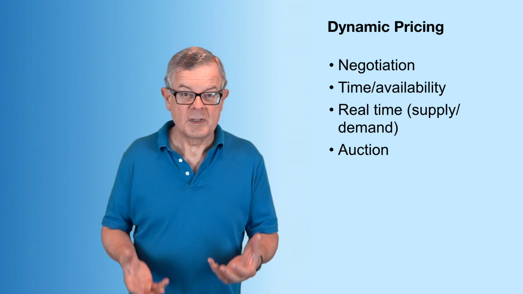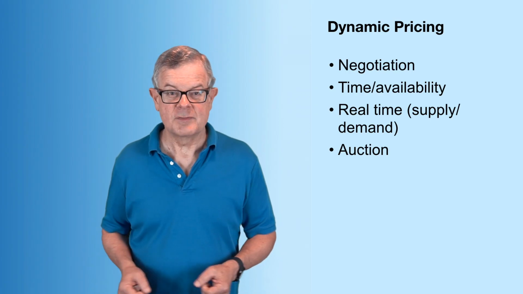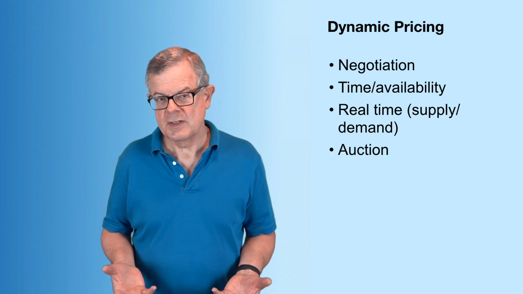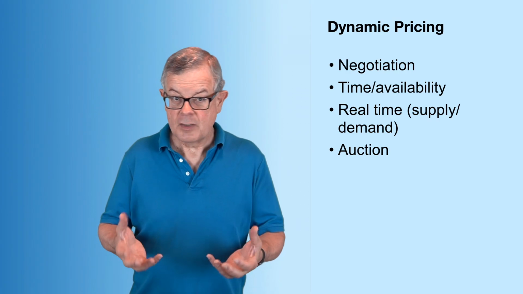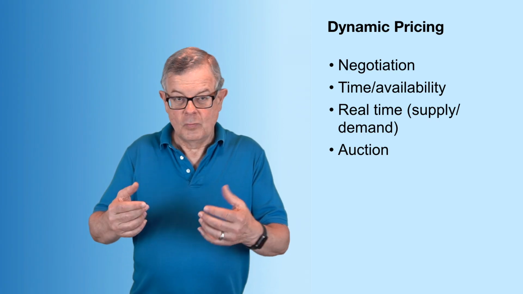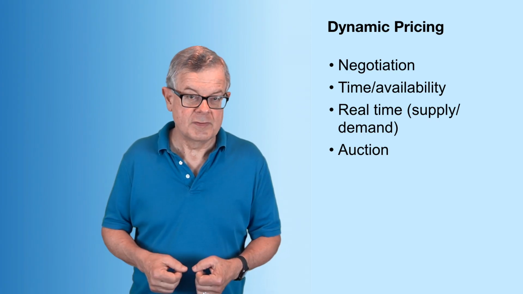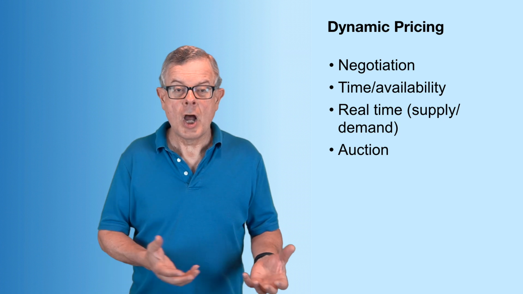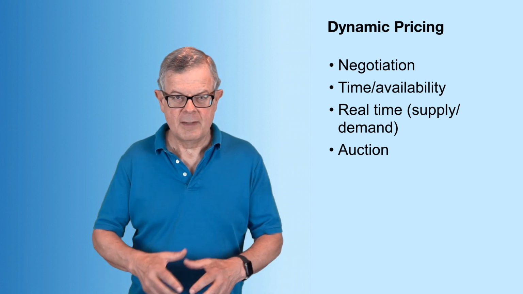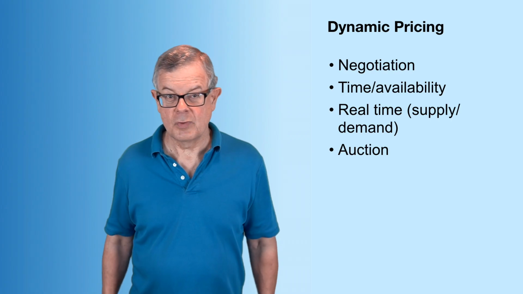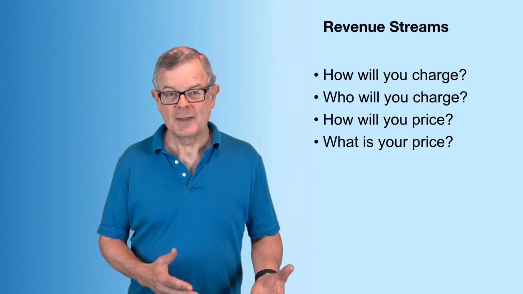Another one would be real-time supply and demand-based pricing. For example, some electricity markets in the US where when electricity is in high demand, the price goes up. And when it's in low demand, the price is lower. And then, of course, there's an auction approach to pricing. So a lot of different ways to have a more dynamic approach to pricing your product. So a lot of things to think about.